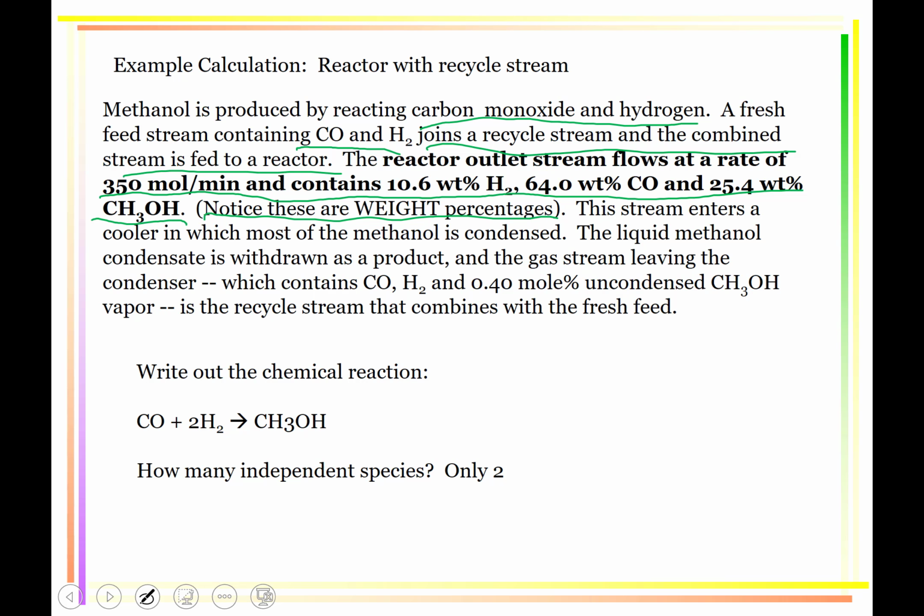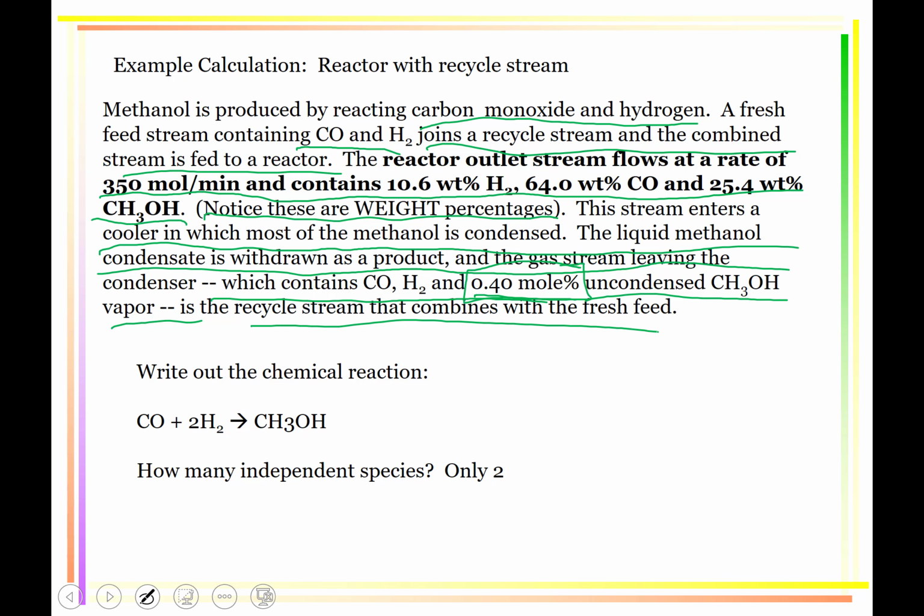This stream enters a cooler in which most of the methanol is condensed. The liquid methanol condensate is withdrawn as a product, and the gas stream leaving the condenser, which contains carbon monoxide, hydrogen, and a small amount, 0.4 mole percent, of methanol. Now, you're going to be writing this as a mole fraction, and be careful when you do that. Remember that for percent you divide by 100.